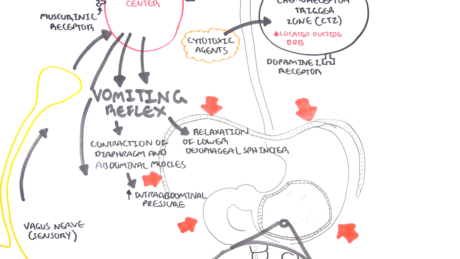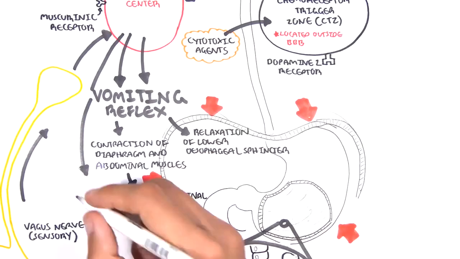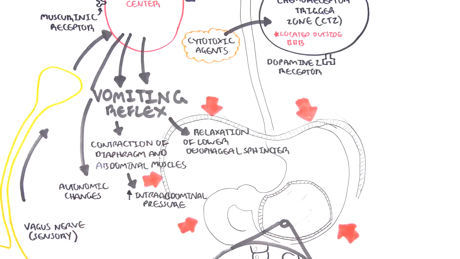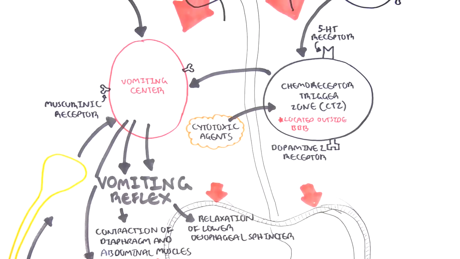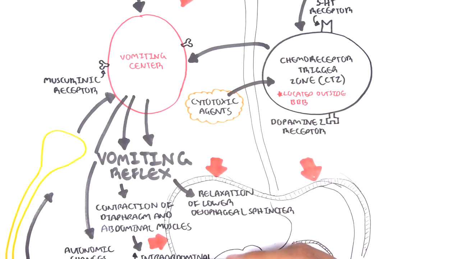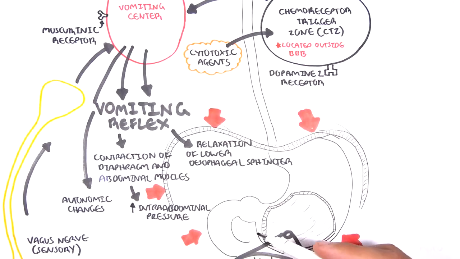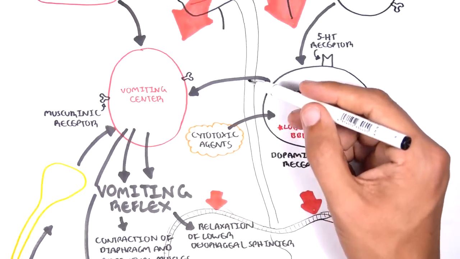There are also autonomic changes such as tachycardia, which is increase in heart rate, and we also increase salivation as well as peristalsis. The vomiting reflex also causes the epiglottis to close at the top part because we don't want food to travel down to the lungs. And once the vomiting reflex does all these things, then the expulsion of food can happen.